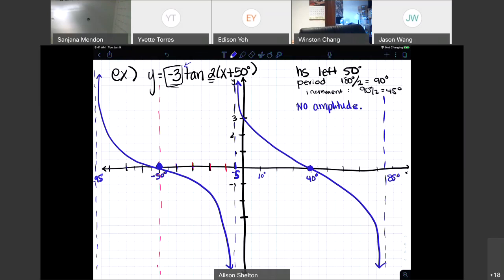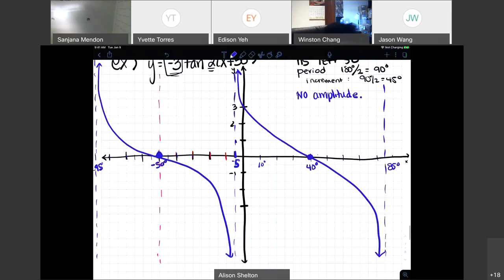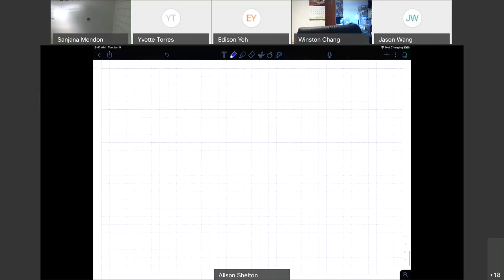We have one more concept, 2 more examples, and then you're done with notes for today. Any questions about tangent graphs? All right, then good work, and we'll move on. Now we're going to do some writing equations of sines and cosine graphs.